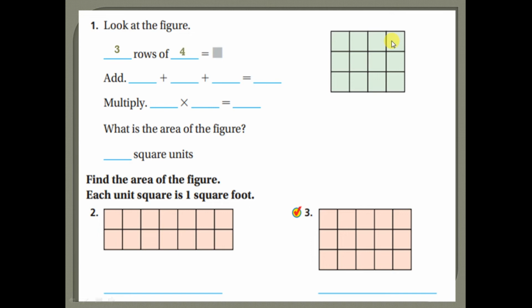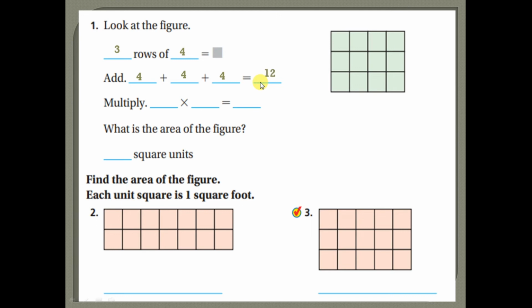Can I do it as addition? Yes, we have 4 here in this row, and we have 4 here in this row, and we have 4 here in this row. This means I will add 4 plus 4 plus 4. If I add 4 plus 4, it will give me 8. 8 plus 4 will give me 12.